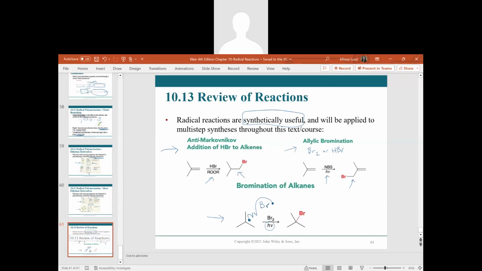So you should know all three of these reactions and specifically how to predict products and locations of bromination for all three of these radical reaction mechanisms.